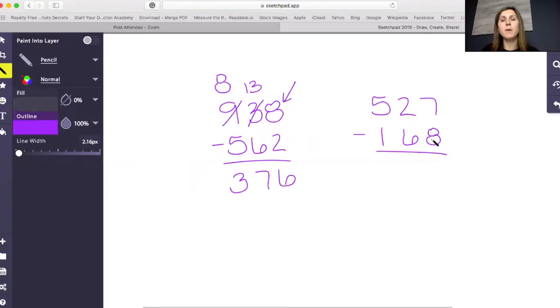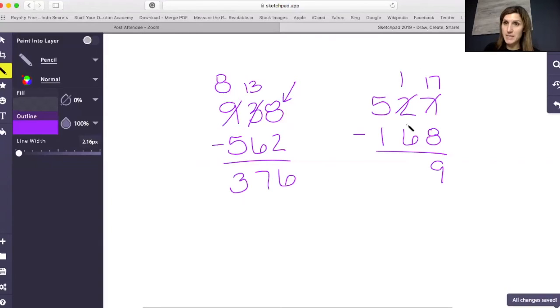So 7 take away 8. I can't do that, so I need to borrow. So I'm going to cross out this 2. I'm going to take away 110. That leaves me with 1 left over. I'm going to turn that 110 into 10 ones and add that to the 7, which will give me 17. Now I can subtract. 17 minus 8 equals 9.